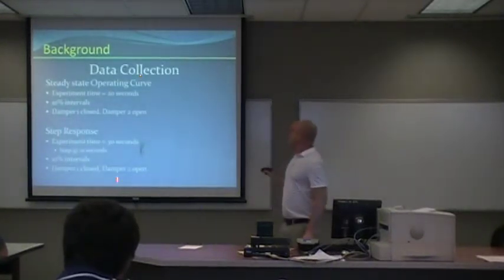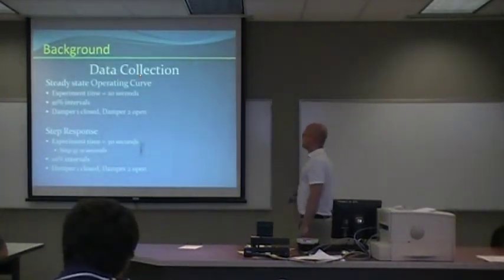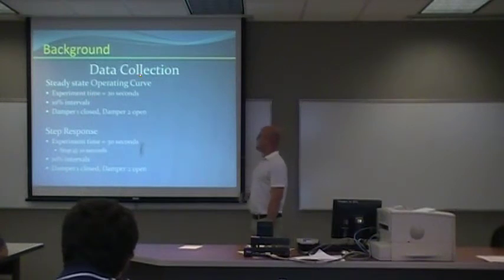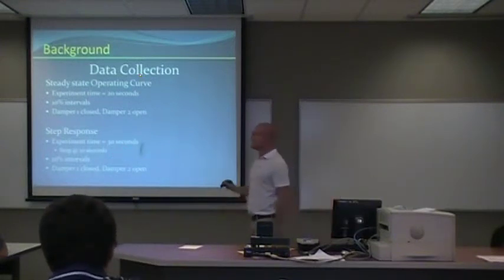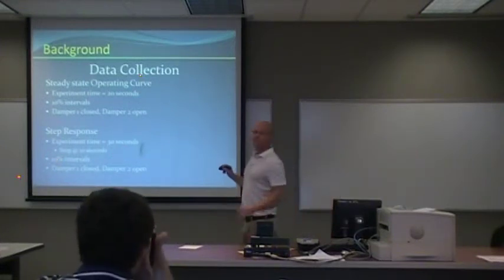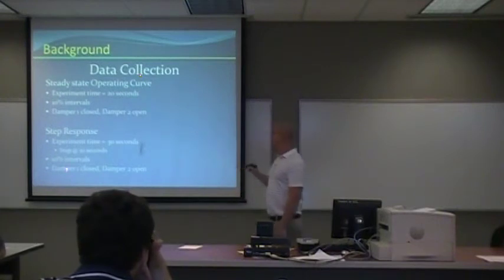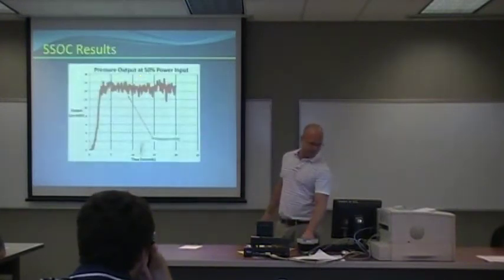Okay. Data collection for our steady state operating curve. We designated each experiment for 20 seconds at 10% intervals. We ran each experiment with damper 1 closed, damper 2 open. For our step response, our experiment time was 30 seconds. We did a 10% step increase at 10 seconds. We did this for each 10% interval. And again, we also ran these experiments with damper 1 closed and damper 2 open.